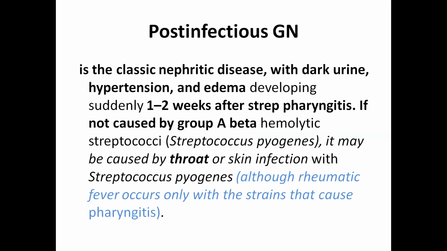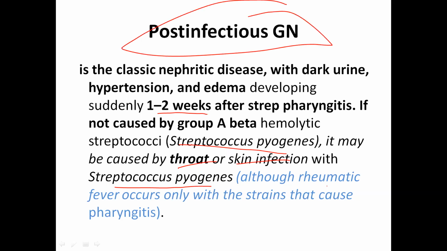Post-infectious glomerulonephritis is a classic nephritic disease with dark urine, hypertension, edema, developing suddenly 1 to 2 weeks after strep pharyngitis. It is caused by beta-hemolytic streptococci, Streptococcus pyogenes, through throat or skin infection. So post-infectious glomerulonephritis may be caused by throat or skin infection with Streptococcus pyogenes.